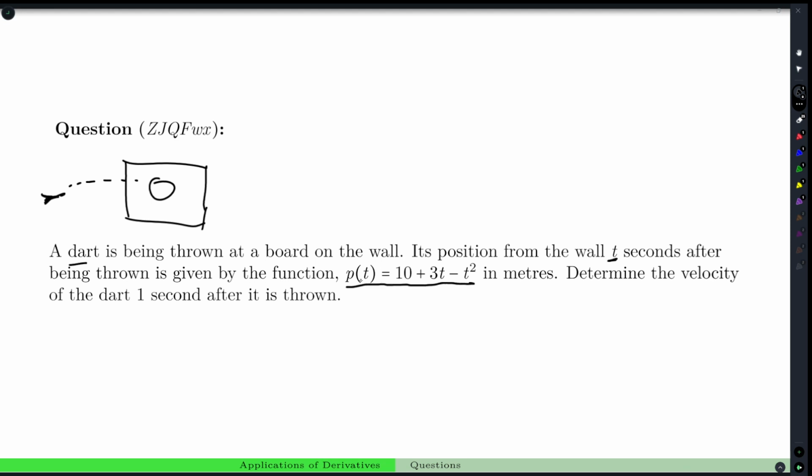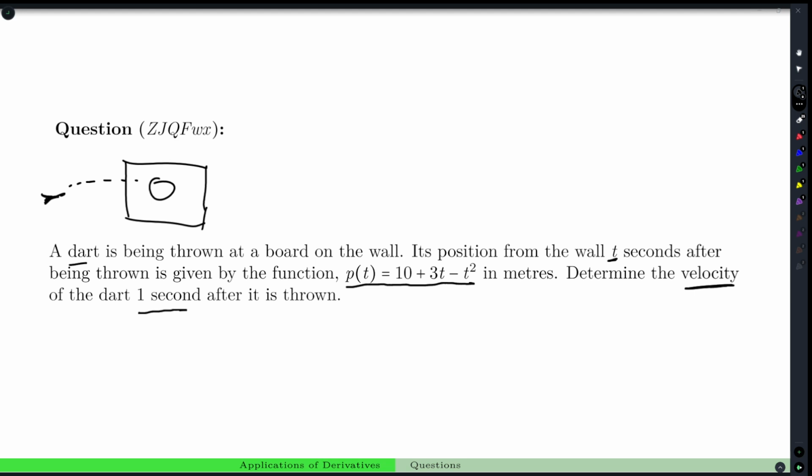We got a function for the position or distance from the wall or whatever you want to say it as. Okay, but we've got our position function here. And we want to determine the velocity of the dart 1 second after it's thrown. Okay. So we read this.